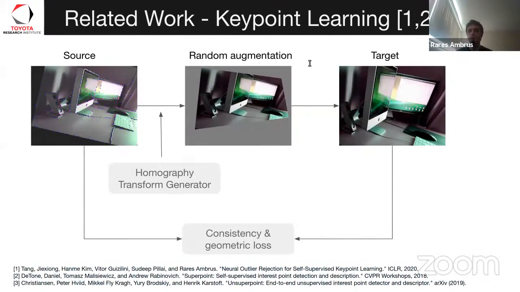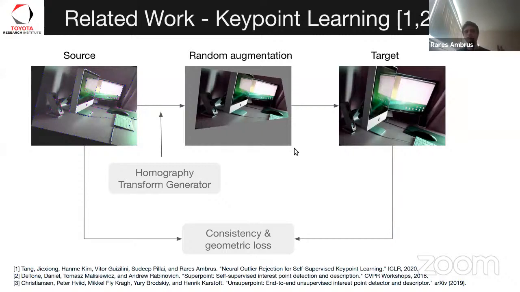So our work builds on two related work streams. First, we leverage self-supervised keypoint work that uses randomly generated homographies to augment input images, imposing consistency constraints on the resulting image pairs. Specifically, related work such as SuperPoint and UnsuperPoint, as well as our own prior work, have explored the idea that single images can be used to train discriminative keypoint networks without any source of supervision.